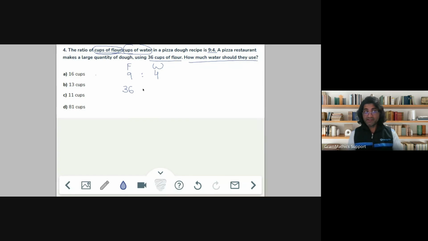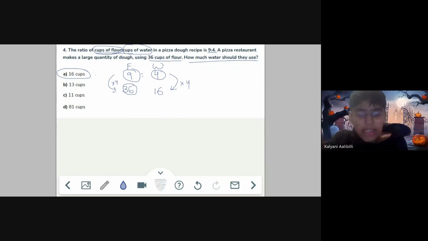Yeah. So this is where ratio comes handy, because it says for every 9 cups of flour, we have 4 cups of water. So how many 9s do we have? We have 4 9s here. So this is times by 4. If this is times by 4, this will also be times by 4, isn't it? That is what we learned so far. This will become 16 and your answer will be A. Yes, Devansh. I was going to say 16.